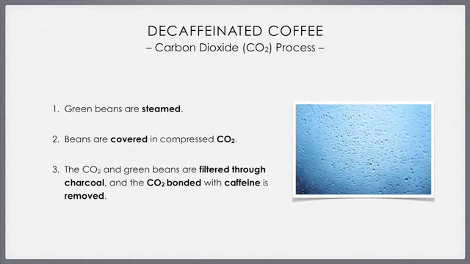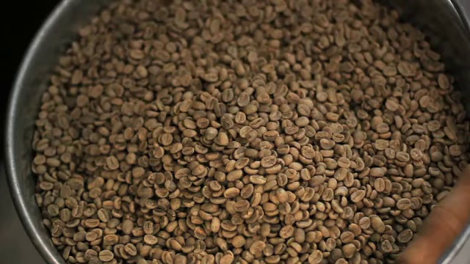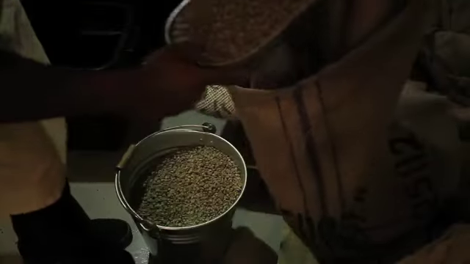Firstly, the green beans are steamed to open their pores. Then, the green beans are covered in compressed carbon dioxide. The compressed carbon dioxide and the green beans are then filtered or percolated through activated charcoal, which removes the carbon dioxide which is bonded with the caffeine. The flavor substances never leave the green bean. Only the caffeine leaves the bean. So no reabsorbing needs to take place.